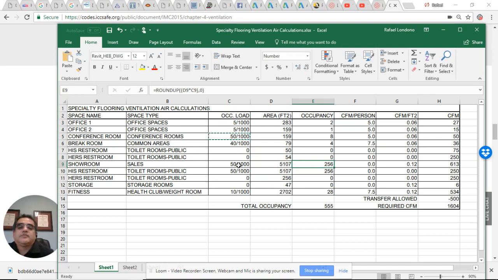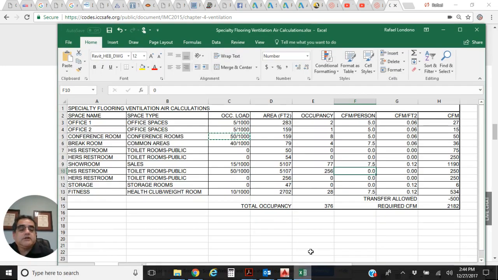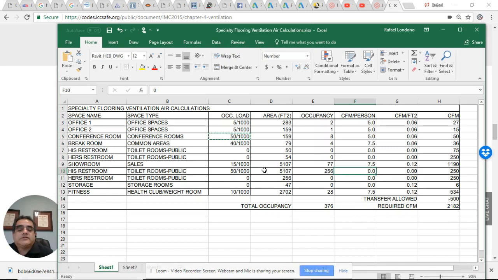That's 256 people. Let me just see if I got this right. It's not 50, it's 15. That's not right, right? So you gotta pay attention, make sure that it's 15, not 50. 77 people, 7.5 CFM per person, if you recall, and then 0.12. 0.12 was right. Sales, 15, 7.5, and 0.12. So we're good there. We have successfully calculated the ventilation air requirements for building 1.